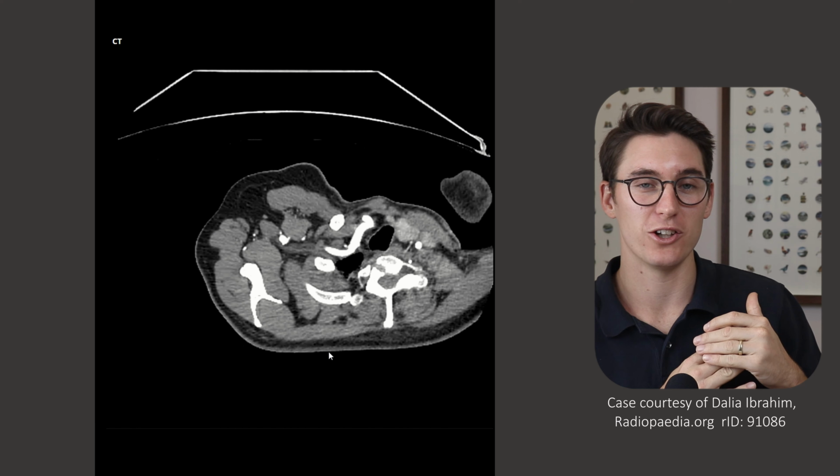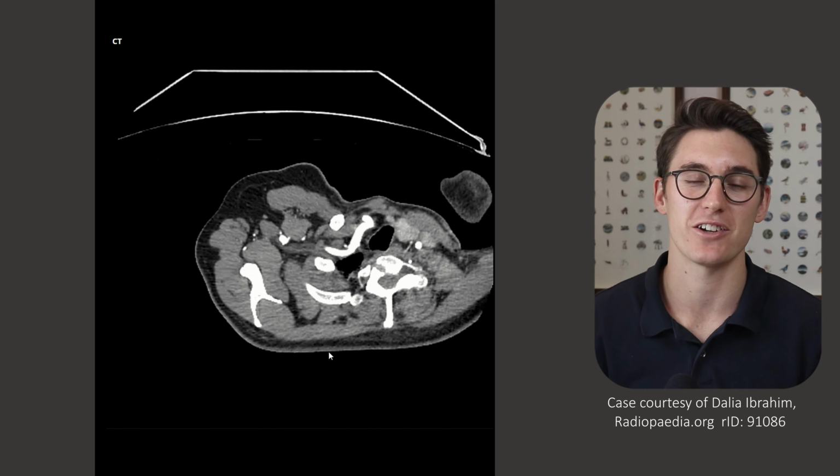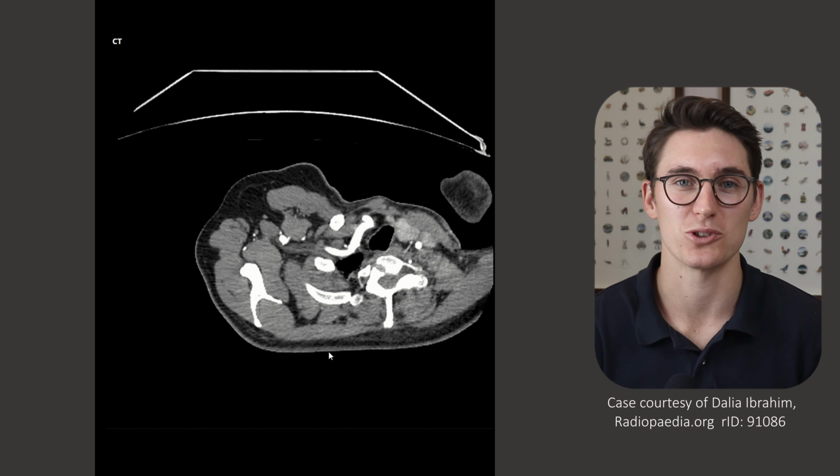Our next talk, we'll be looking at the next part of this artery, the axillary artery, and its various branches as it heads out towards the upper limb.